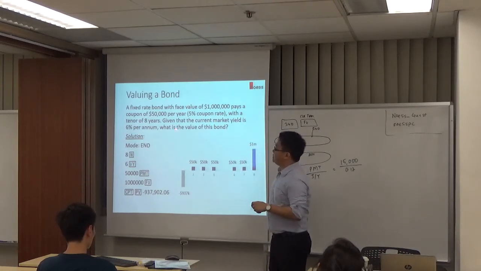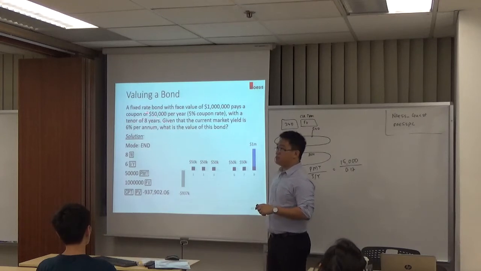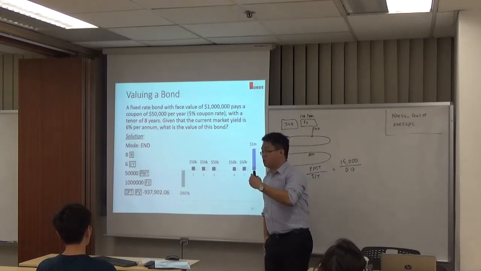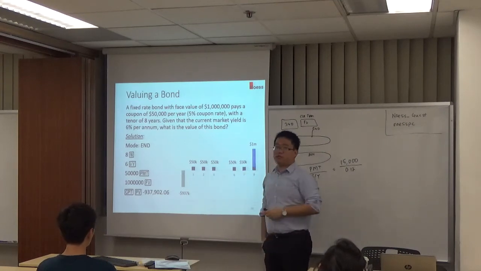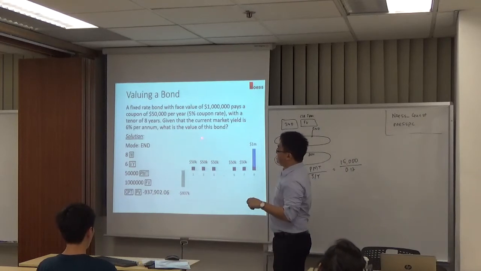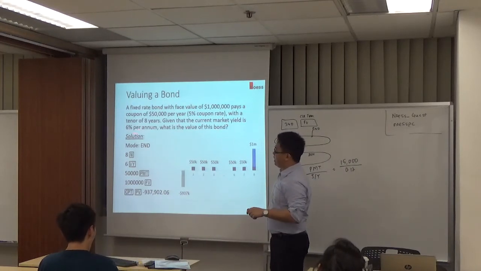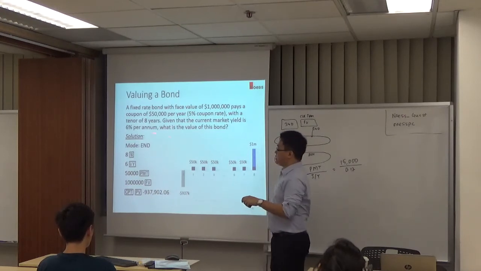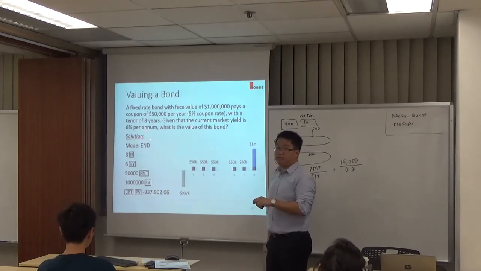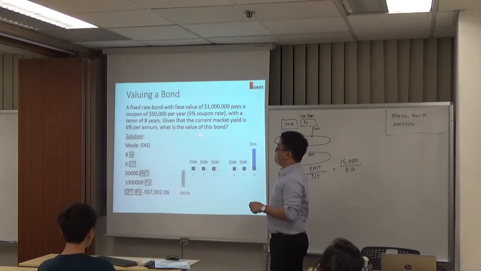Then, let's say it pays a coupon of $50,000 per year, which equates to a 5% coupon rate. Then it has a tenure of 8 years, meaning it will pay you $50,000 every year for 8 years. On top of that, at the end of the 8 years, they will give you back $1 million. Given this case, let's say the current market yield is 6% per annum for this kind of bonds. The market needs a 6% return. So what is the value of this bond?